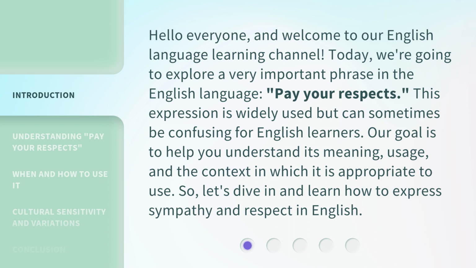Today, we're going to explore a very important phrase in the English language. Pay your respects. This expression is widely used but can sometimes be confusing for English learners. Our goal is to help you understand its meaning, usage, and the context in which it is appropriate to use. So, let's dive in and learn how to express sympathy and respect in English.